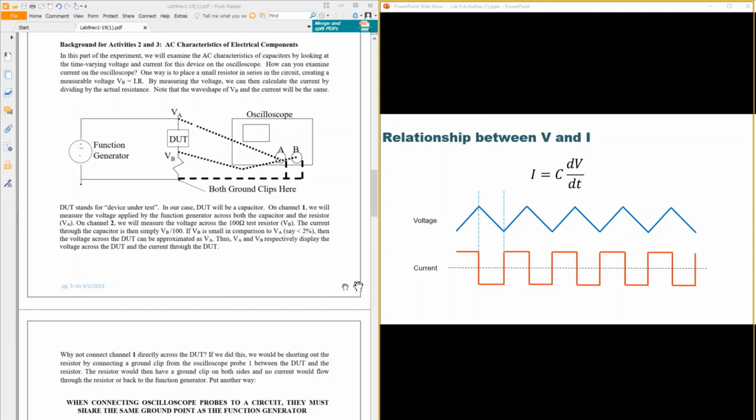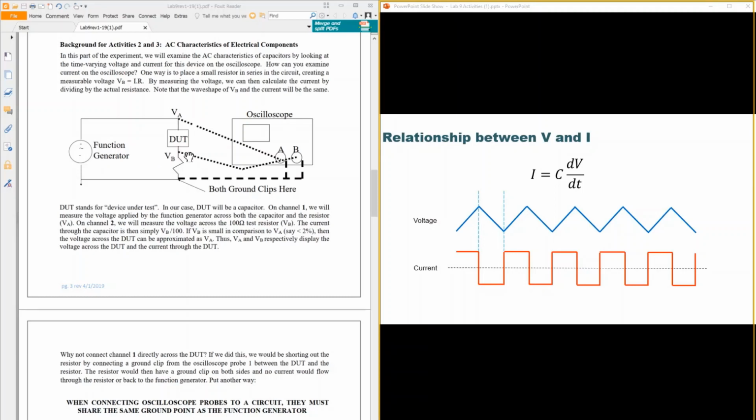For activity 2, we're gonna build our circuit to test and verify this voltage and current relationship using the triangle way we just talked about in the lecture. So here is the circuit we're gonna use. DUT here is our capacitor because it's the device under test.